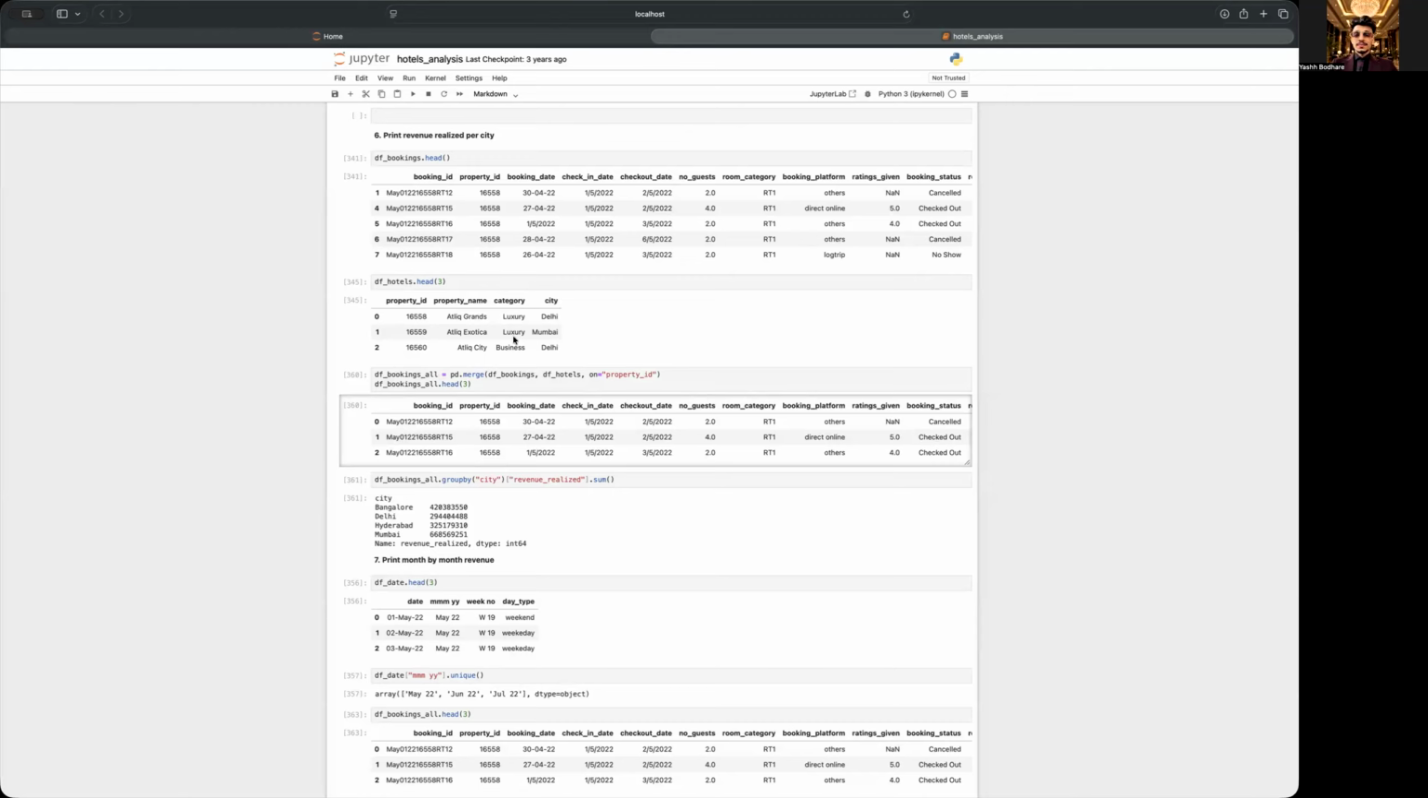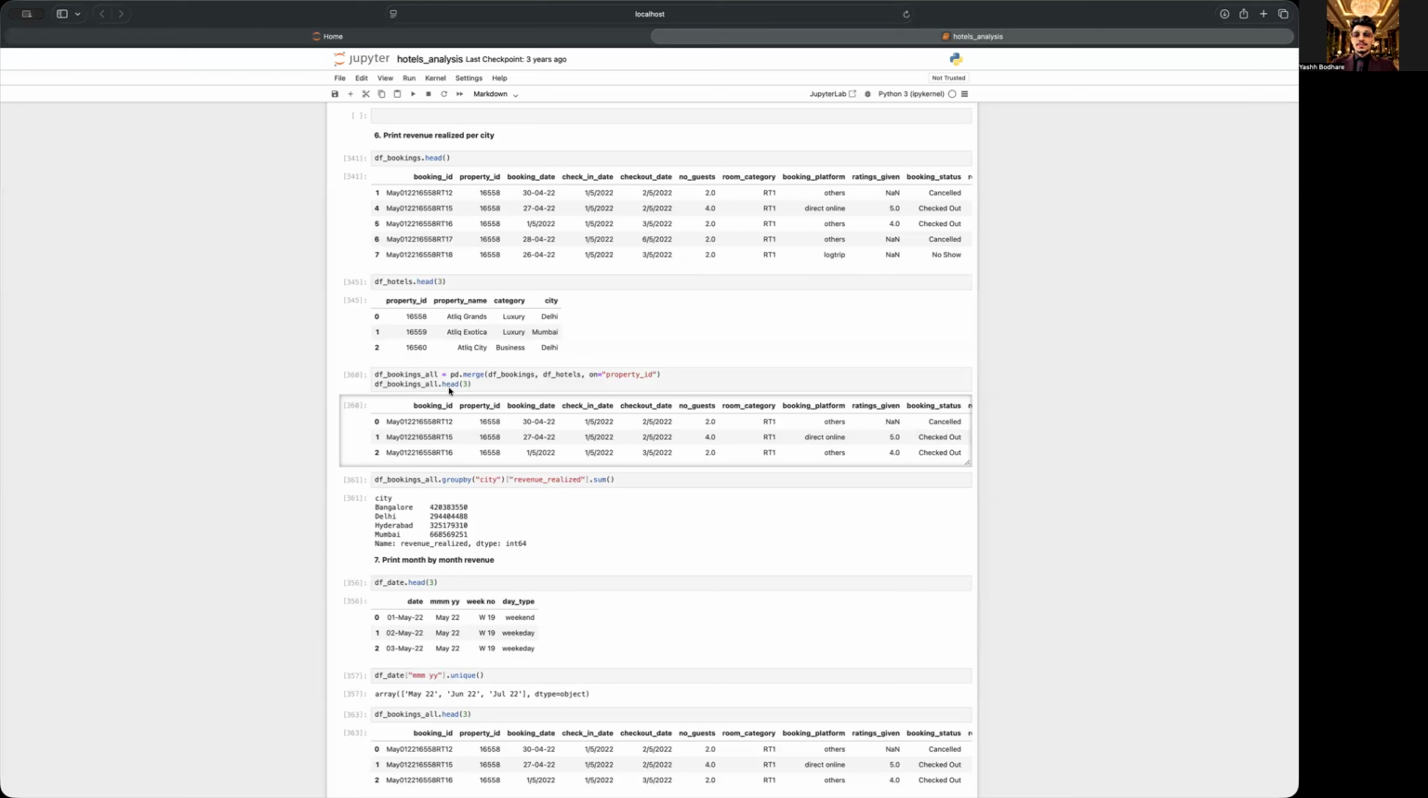The most important thing here is we are merging on the basis of property ID. Now, why is property ID important? This is exactly why IDs are so important in relational data. The booking fact table doesn't need to repeatedly store the property name, hotel category, and city for every transaction. It simply stores the property ID, and then whenever we need those descriptive fields for analysis, we can connect the fact table with the hotel dimension using the ID.